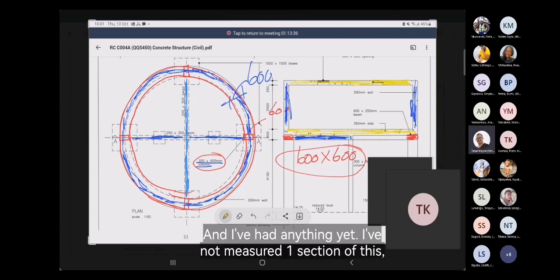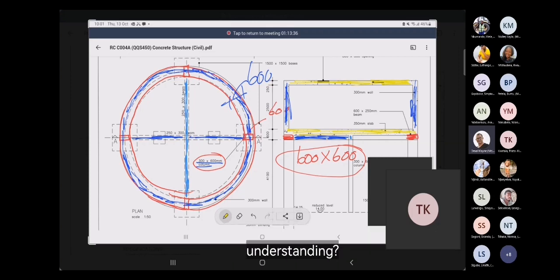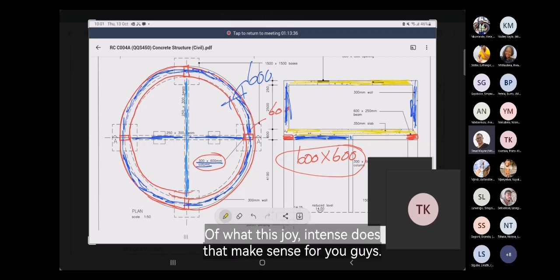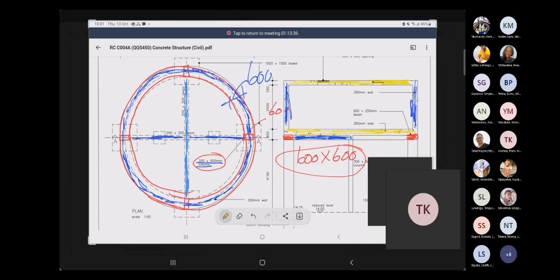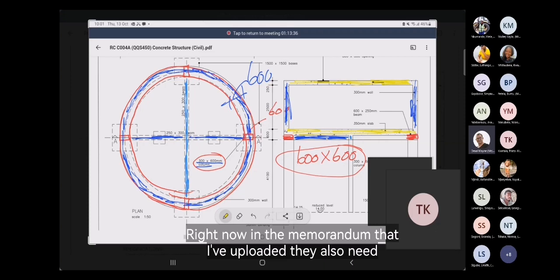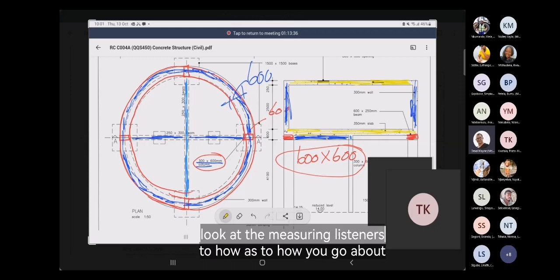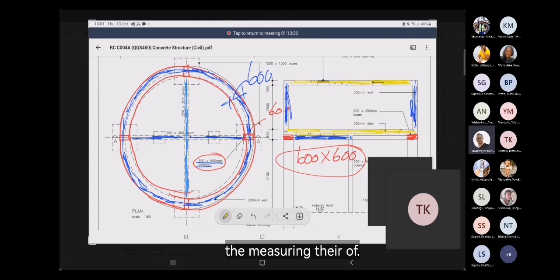And I haven't measured anything yet. I've not measured one section of this. But I should now have a clearer understanding of what this drawing entails. Does that make sense to you guys? Right? Now, in the memorandum that I've uploaded, there also is a measuring list given to you, whereby you can look at the measuring list as to how we would go about the measuring thereof.